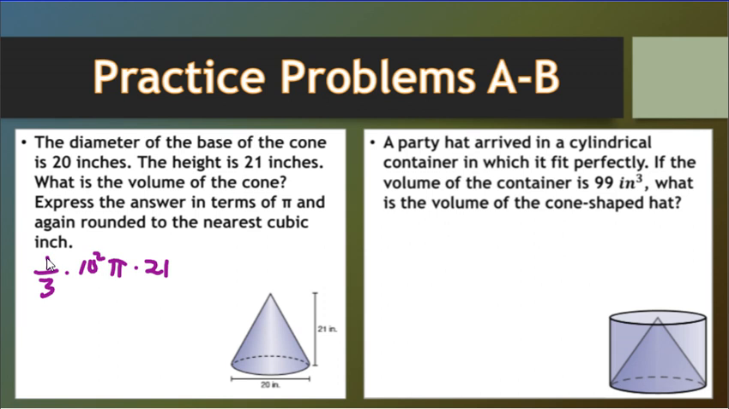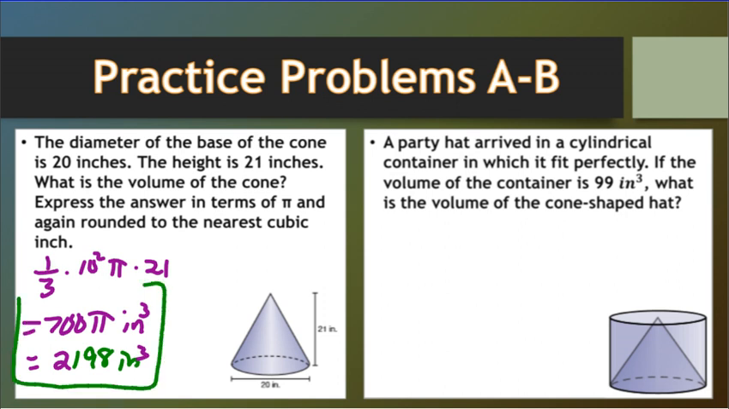So now we have 100. 10 squared is 100. 100 times 21 would give us 2100. Divide that by 3, that would give us 700. So we would have 700 pi, and this would be cubic inches. That would be our answer in terms of pi. If I take that 700 and multiply that by 3.14, we would get an answer of 2,198 cubic inches. That would be to the nearest cubic inch. These would be our two answers for that problem.